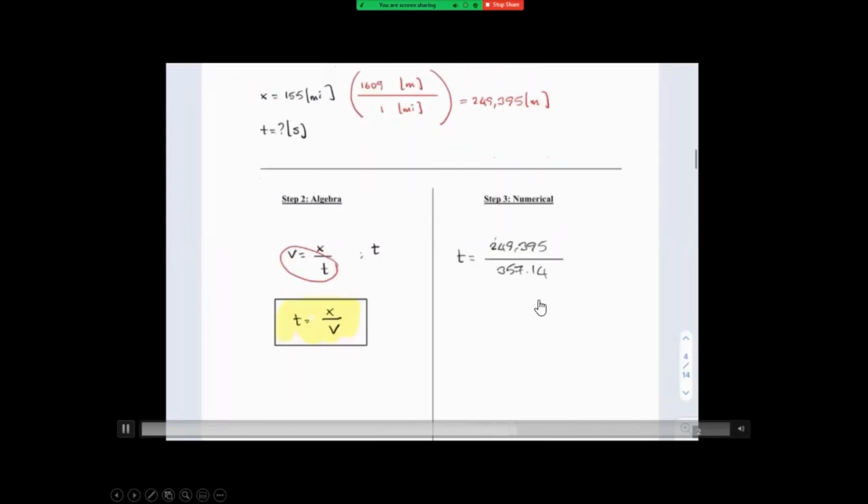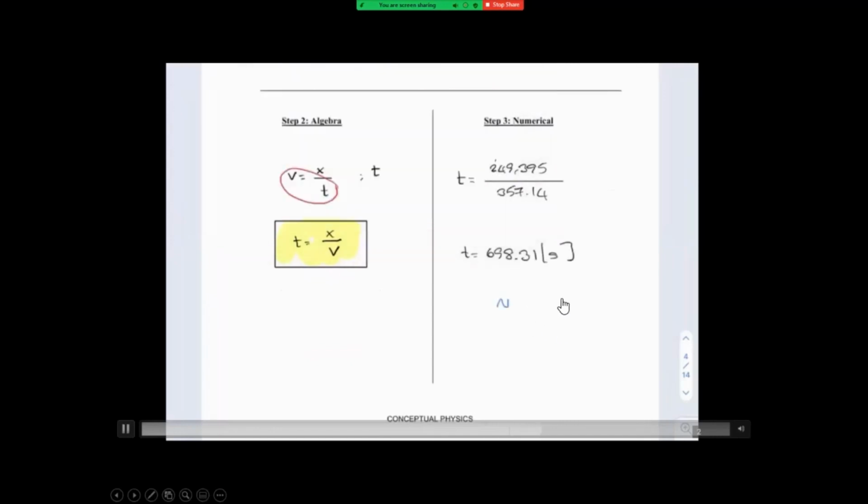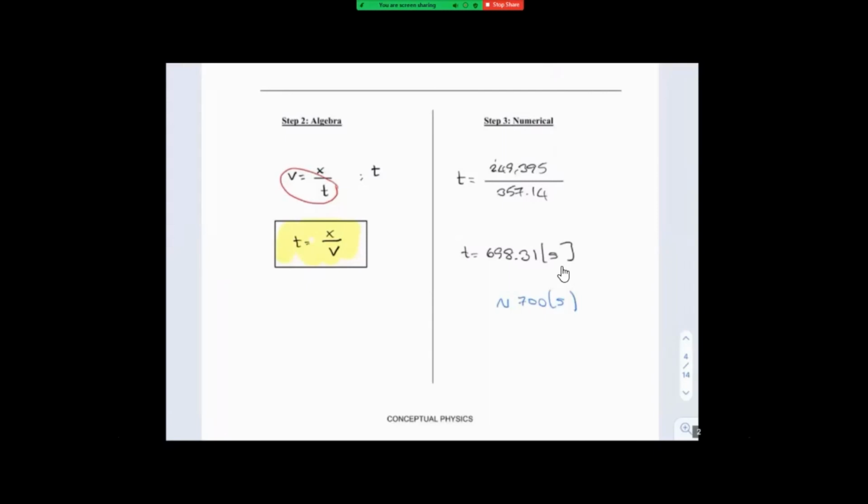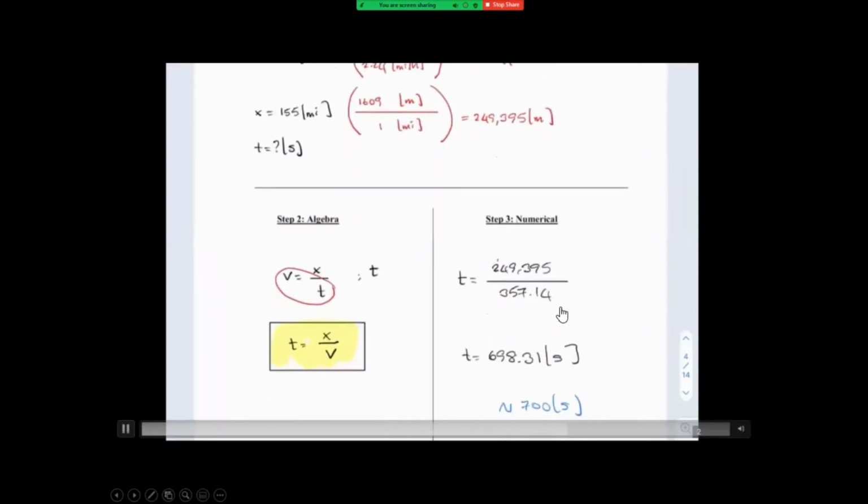And then it'll give you a standard answer in terms of seconds. This is roughly about 700 seconds. And then what you need to do is convert it to something that you can relate to. All right, 700 seconds. No one can relate to something like that, obviously. It doesn't mean anything.